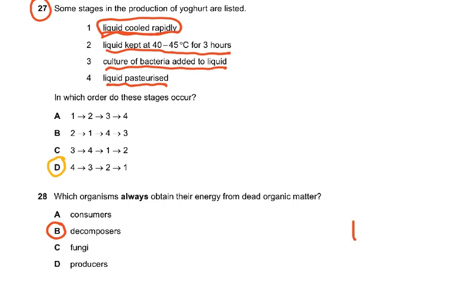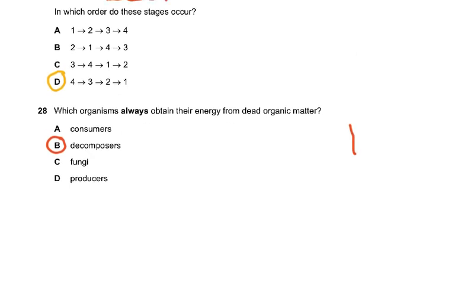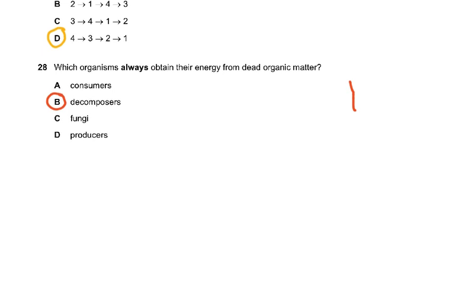Then coming to question number 28. Which organisms always obtain their energy from dead organic matter? So that is always decomposers, can't be anything else. So that is a very straightforward answer.